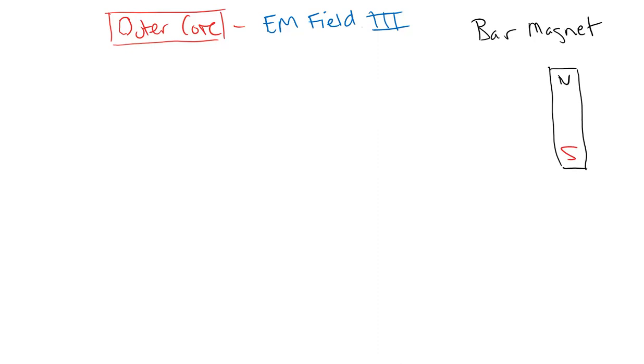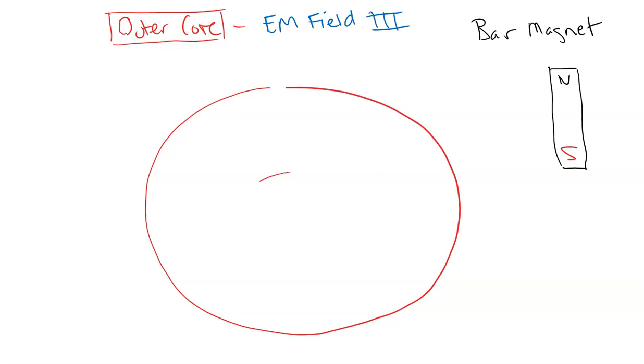This is the EM Field video 3, which is on the outer core, in the Earth Science Earth Interior series. And I want to begin with the outer core. So I'm going to draw myself an outer core. There's an inner core right there, outer core there. Okay, so we have the iron, we have the nickel.